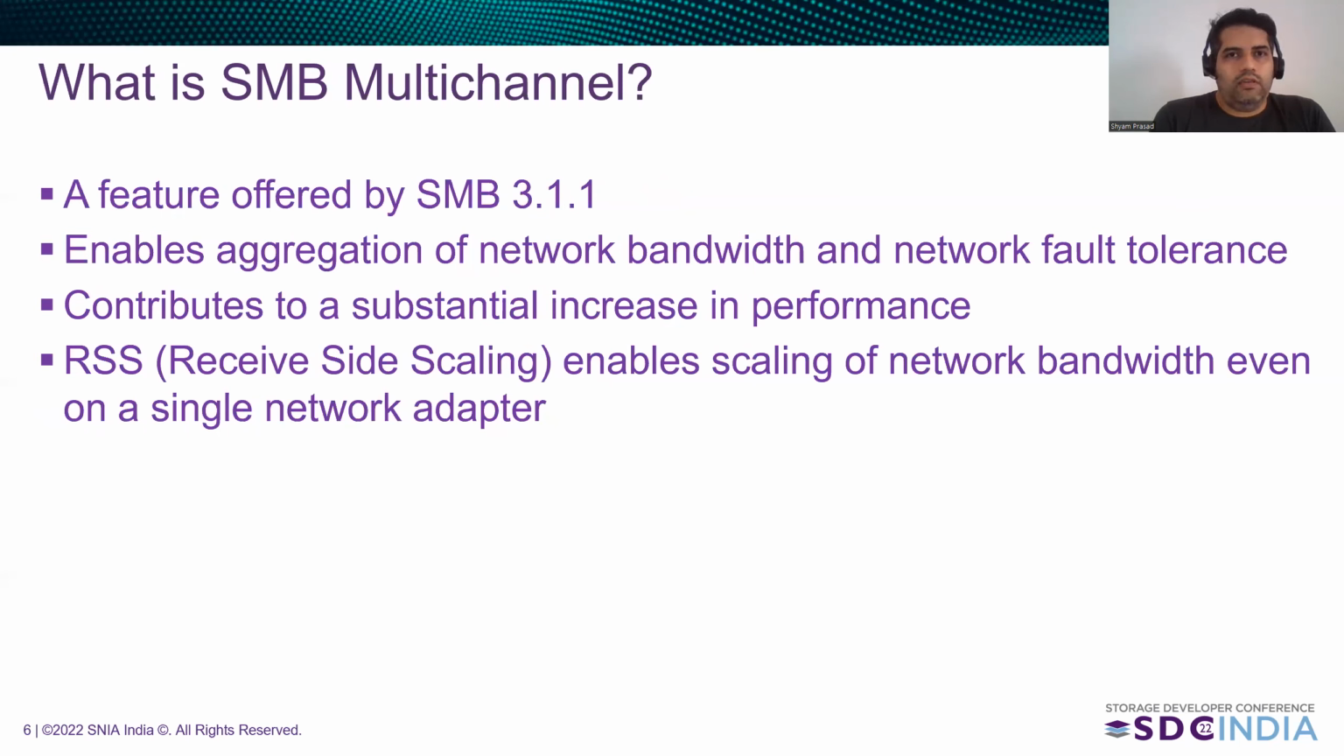Okay, what is SMB multi-channel? Remember the dialects that we spoke about. SMB 3.1.1 as a dialect came with a bunch of new features, and SMB multi-channel is one such feature. What SMB multi-channel does is it enables the aggregation of network bandwidth and also allows for network fault tolerance. The way it does this is by setting up multiple connections or channels between the client and the server. As a result of these multiple channels, it contributes to a substantial increase in performance.